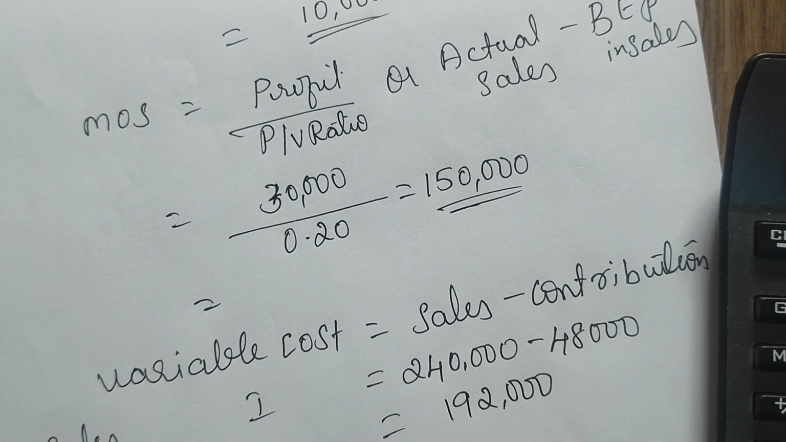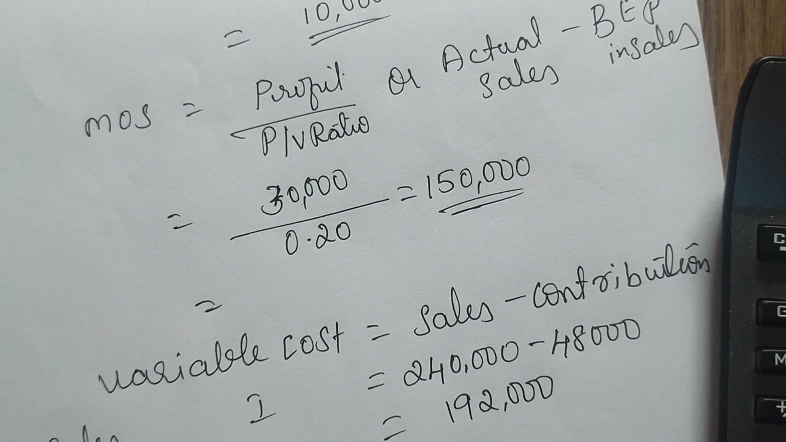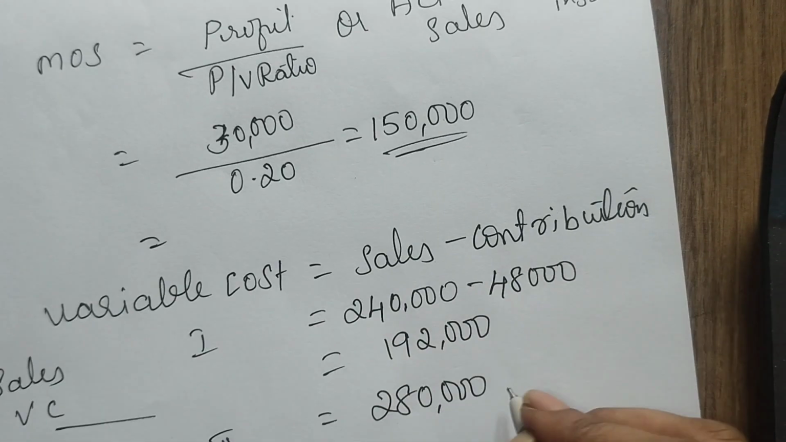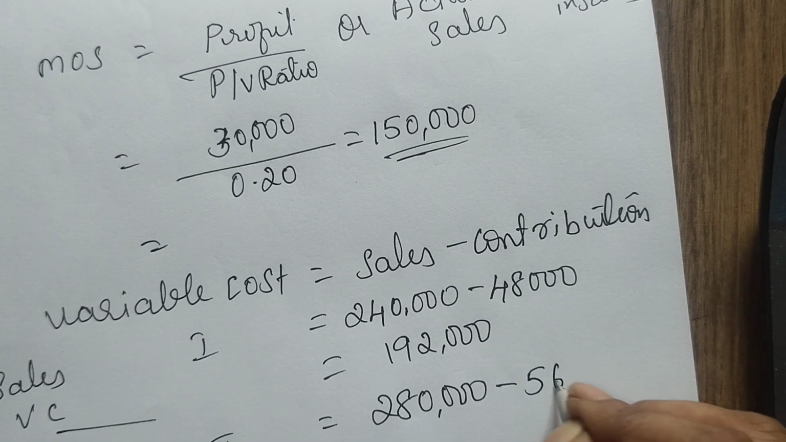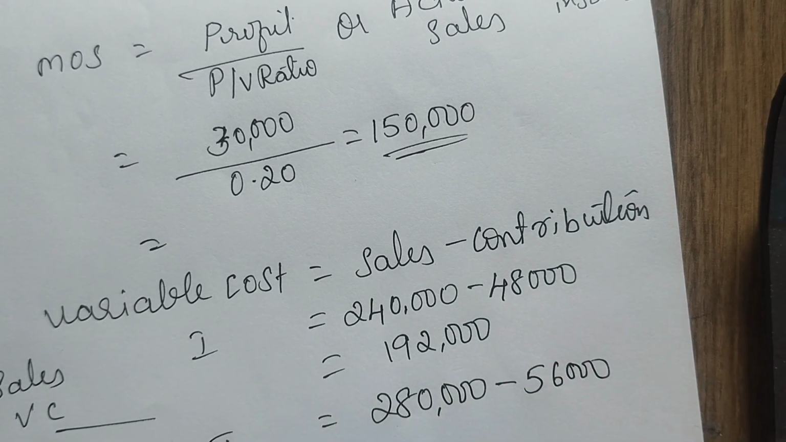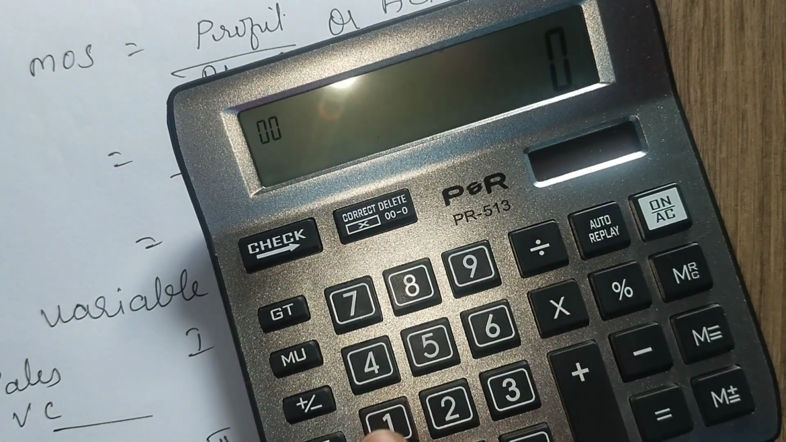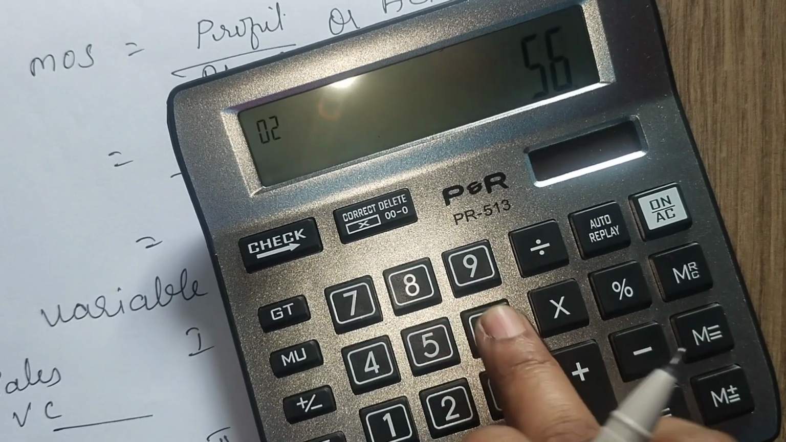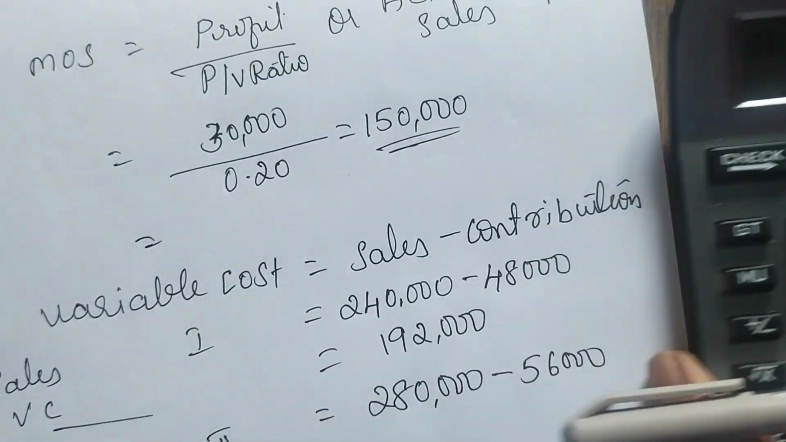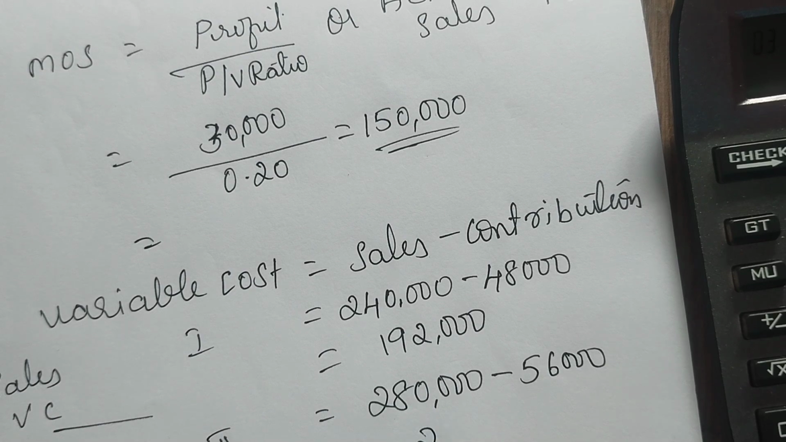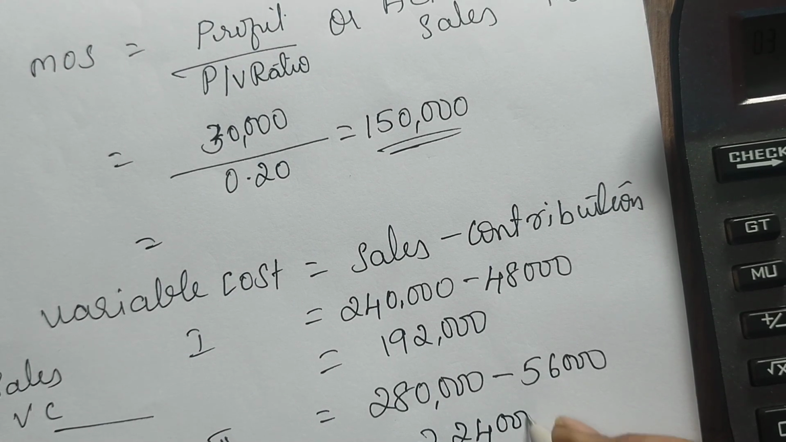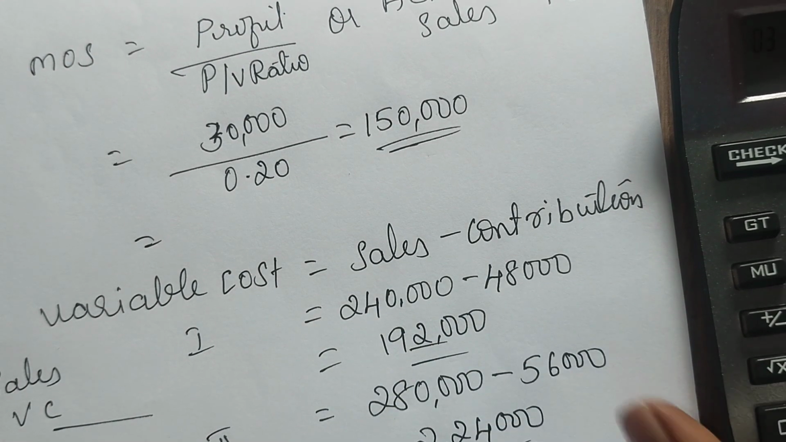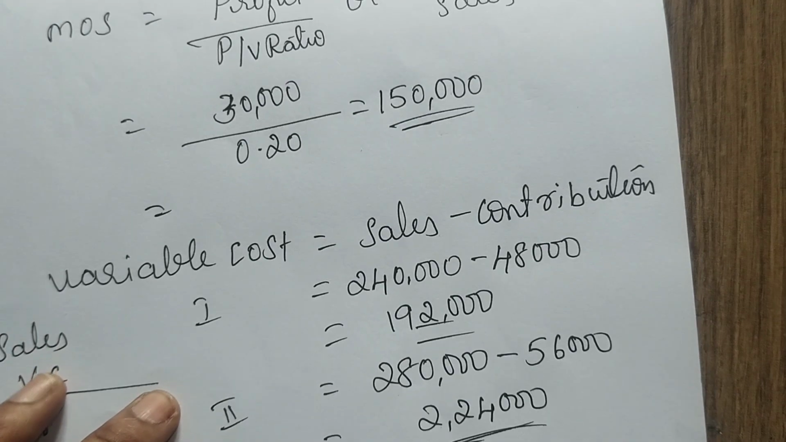Second year is 2,80,000 minus 56,000, the second year contribution, which is 2,24,000. That's it. I hope you all understood.